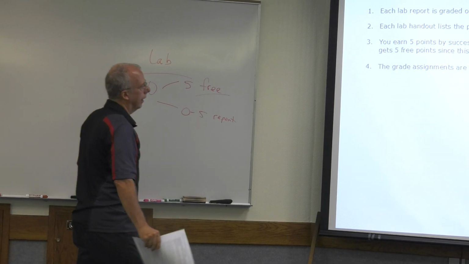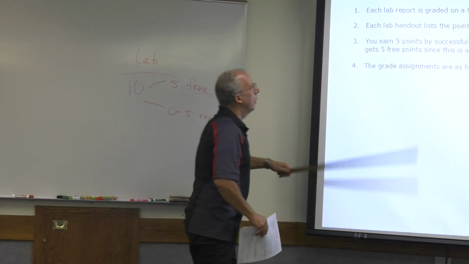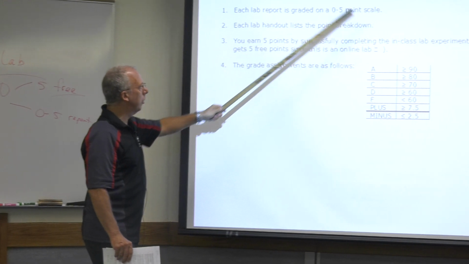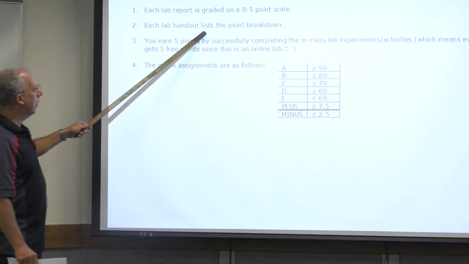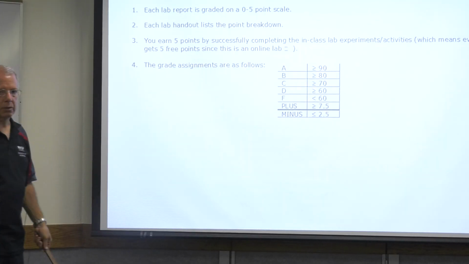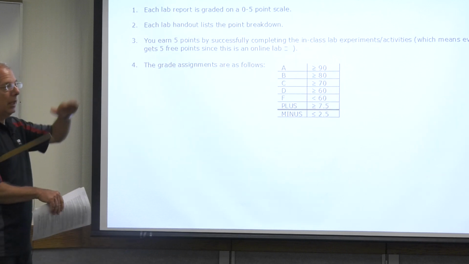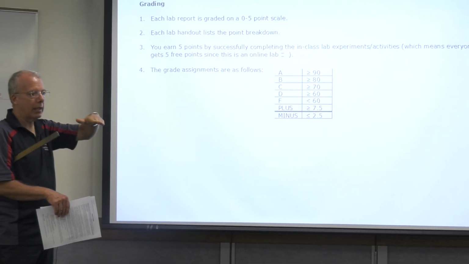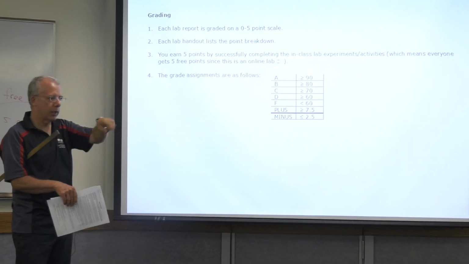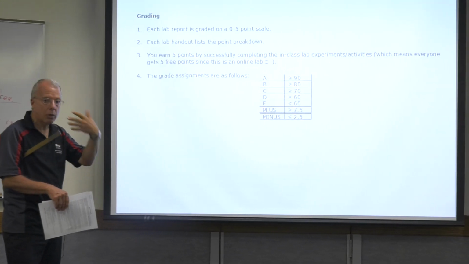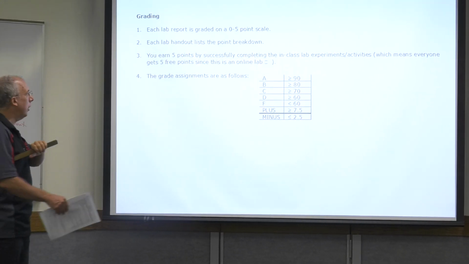Okay, so let's talk about that. Every lab report is graded on a 0 to 5 point scale. Every lab handout lists the point breakdown. I'll show you that later if I remember. On the lab handout, I say 1 point for this, 1 point for that, whatever. So you always know what you have to do to get your 5 points.